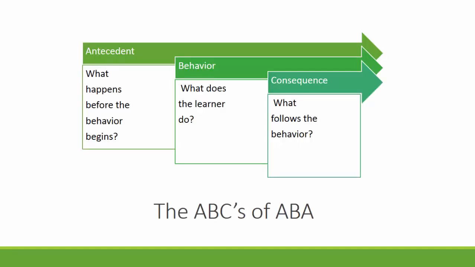To begin, I'd like to discuss the ABCs of ABA. The ABCs refer to terms we use to describe one's behavioral interaction. The first part, the antecedent, or what happens before the behavior, is the A term. The second part, the behavior, or what the learner does, is the B term. And the third part, the consequence, or what happens after behavior, is the C term.